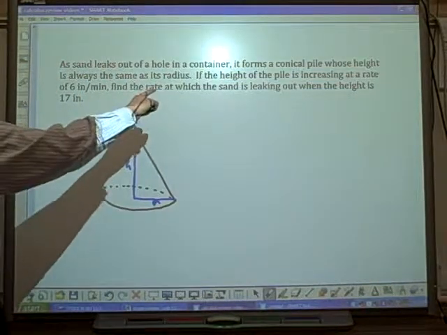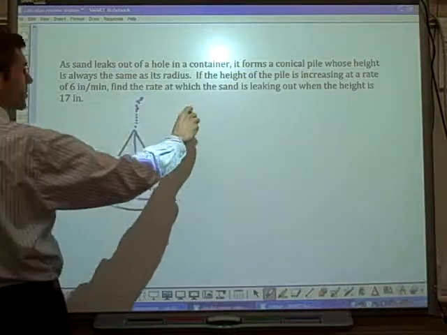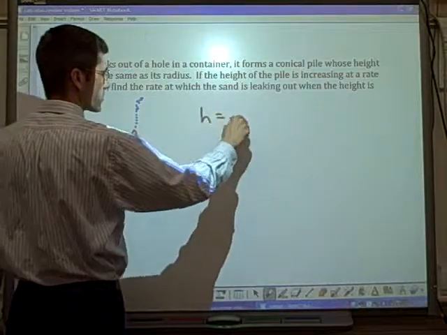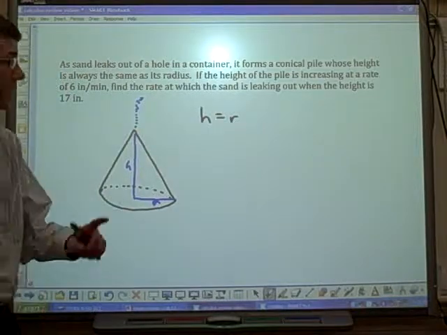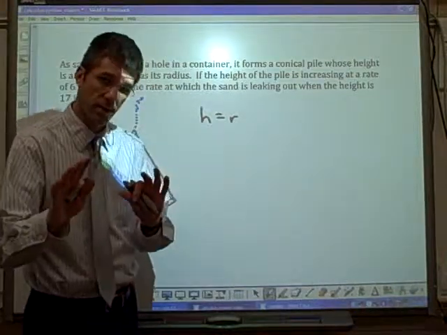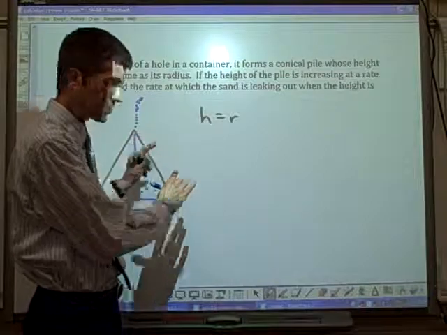Okay, based on the first sentence, the height is always the same as the radius, so the height is the same as the radius. That's going to come in very handy. Let me give you a hint for some of the other problems. Going to get off topic for just a little bit and ignore this problem.